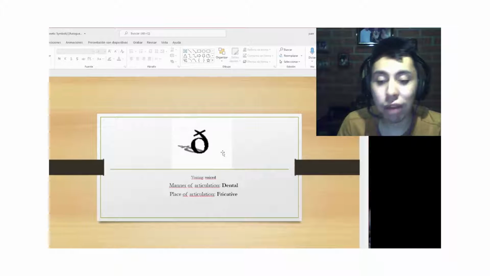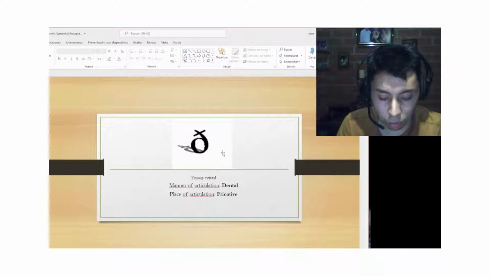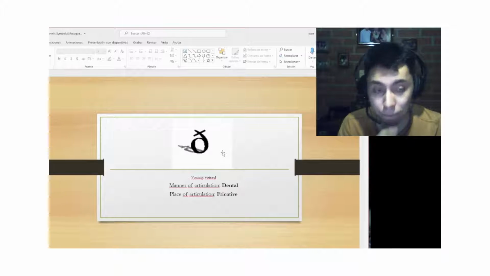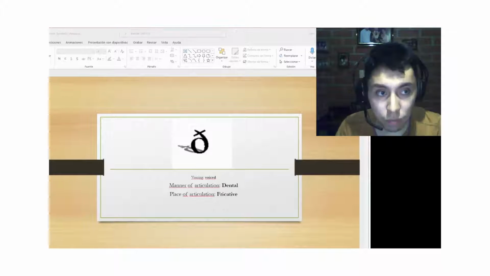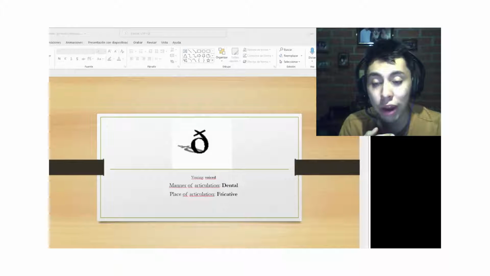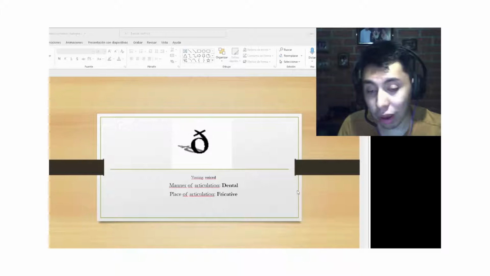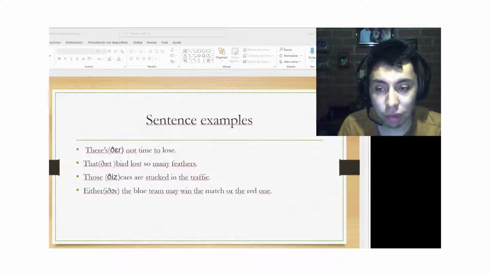Now we have the manner of articulation. It is fricative. Fricative is, for example, when there's friction of the breath in a narrow opening. In this way, we are producing a turbulent airflow. This is the reason why it's fricative. Alright, let's continue with the other one.